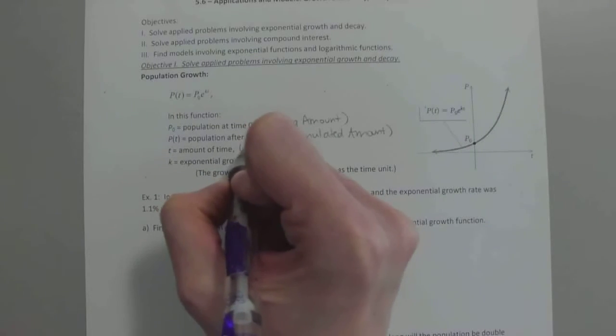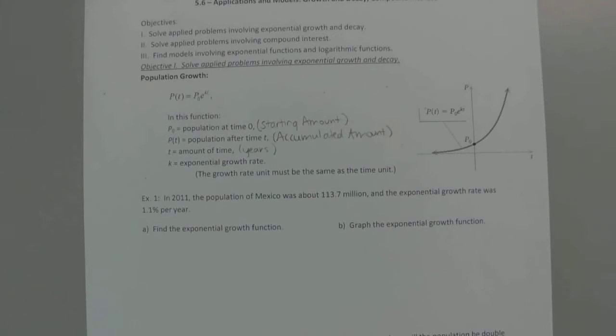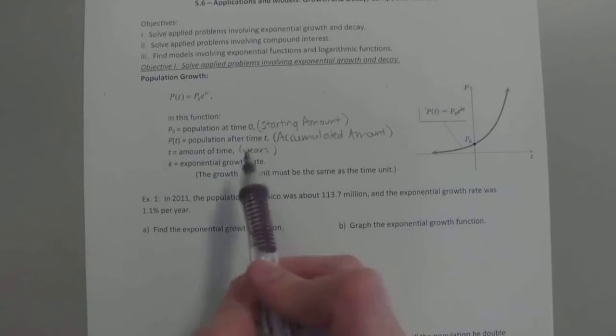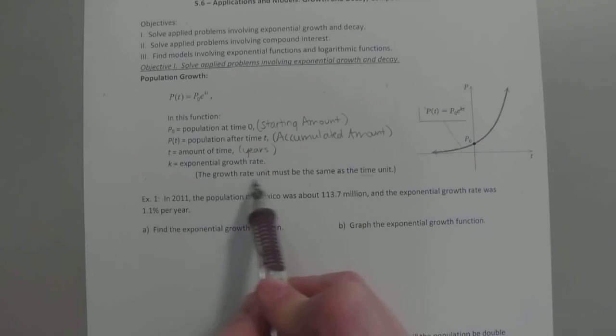t is the amount of time in years. k is your exponential growth rate, whether that is a growth rate for repopulating or an interest rate, whatever it may be. It doesn't have to be in years, but typically we're going to do years, so this would be per year. It just has to have the same unit as time. Everything we see will be years.